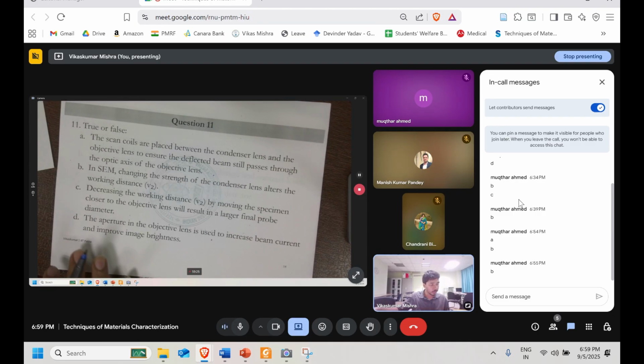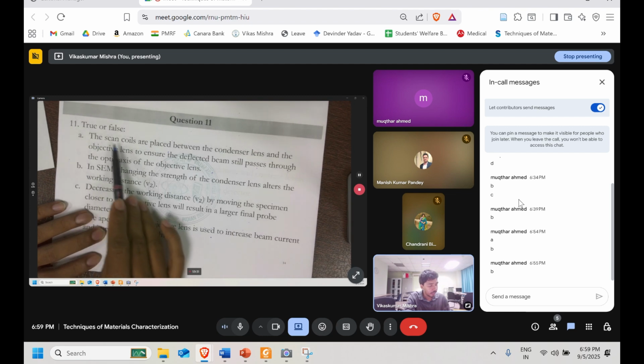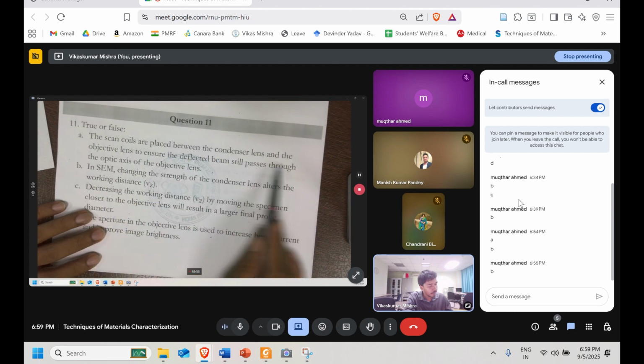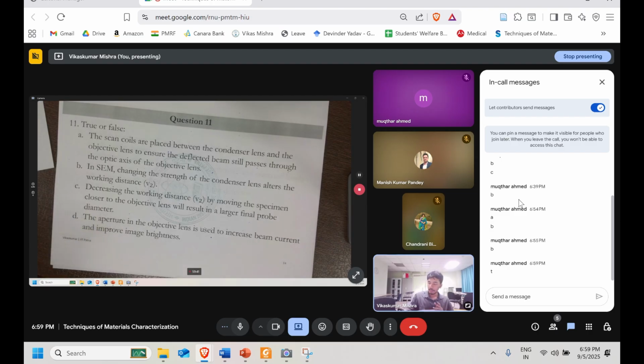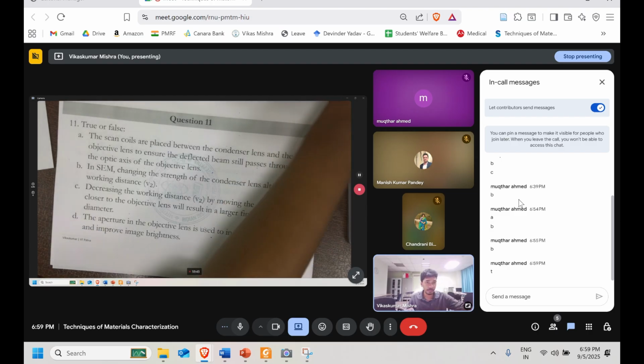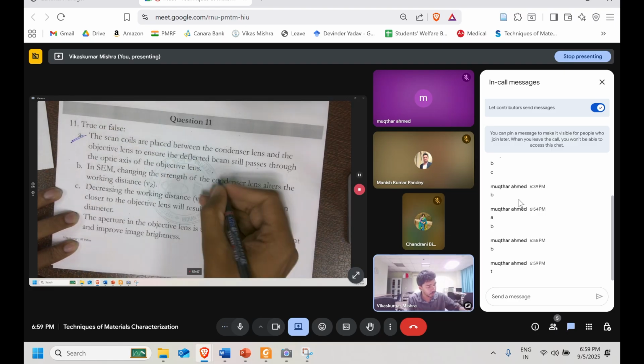Let's try to solve this question number 11. True or false. First one: the scanning coils are placed between the condenser lens and the objective lens to ensure the deflected beam still passes through the optical axis of the objective lens. What is it saying? Very good. The right answer is, this is true.